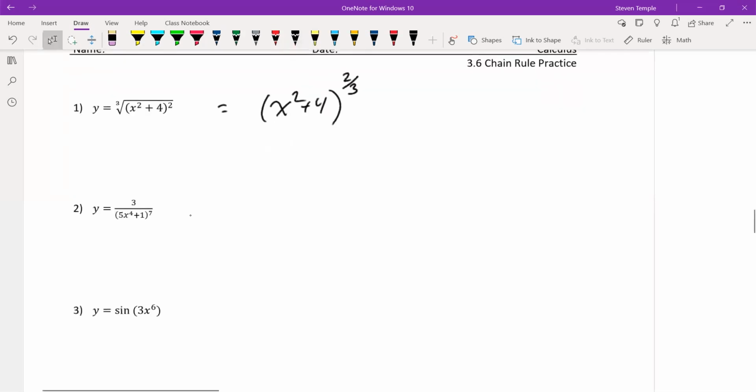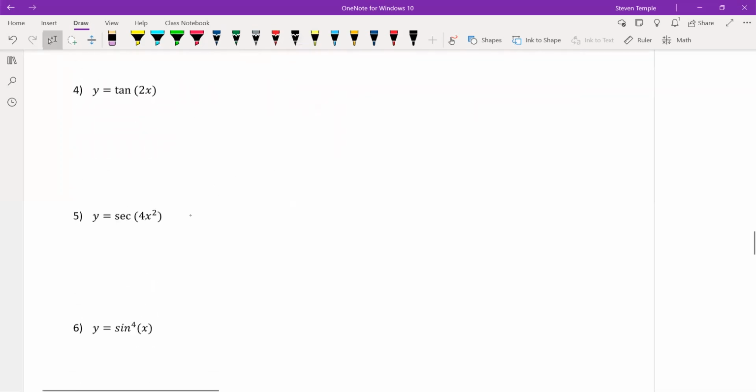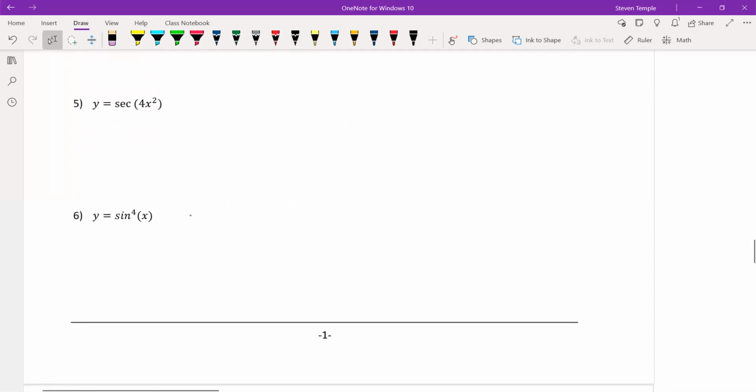Number 2, I would rewrite this to avoid the quotient rule. And I think you guys remember what I mean by that. 5x to the 4th plus 1, raised to the -2nd, or -7. Once you do that, now you can see that you can apply the chain rule to this one.